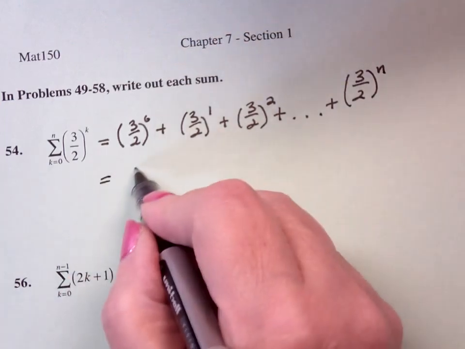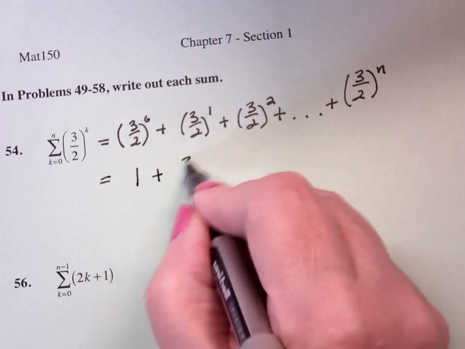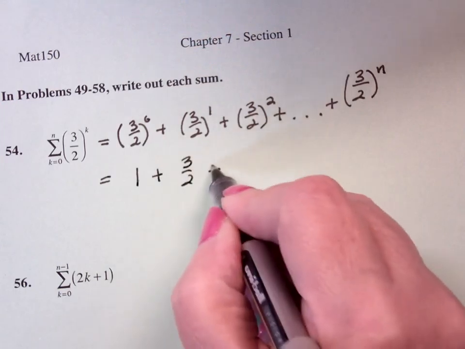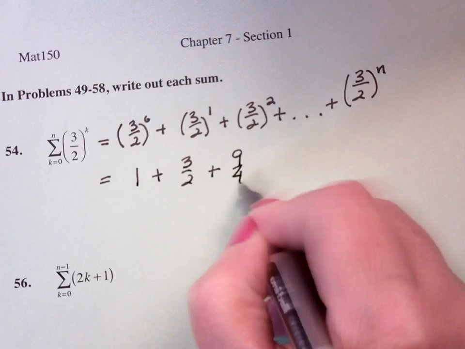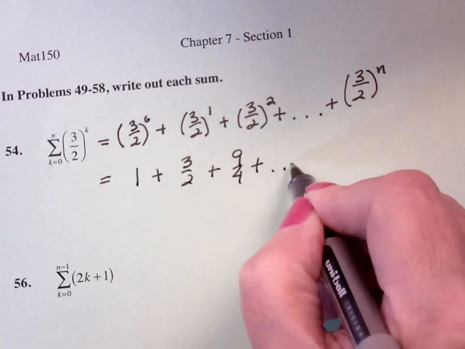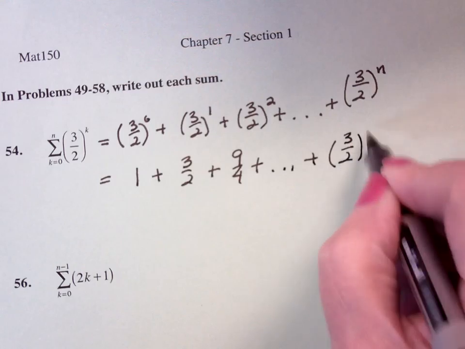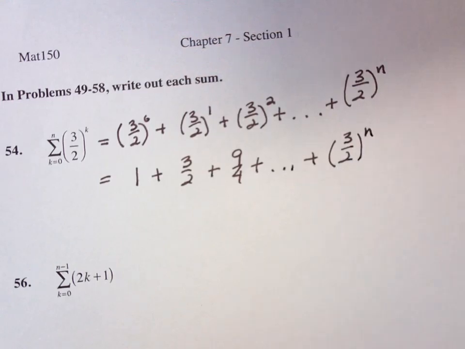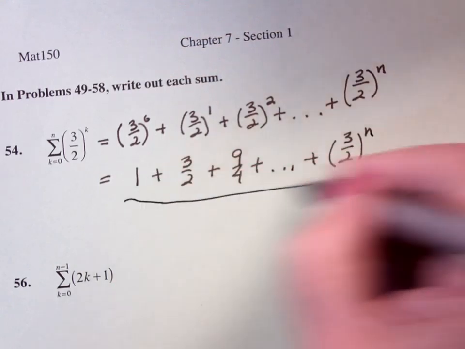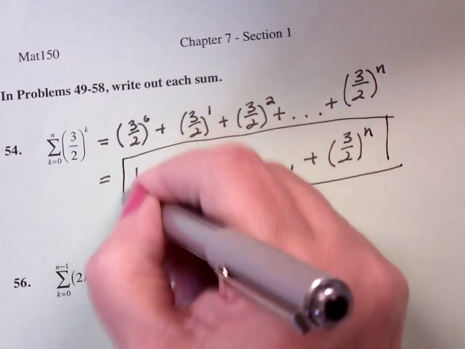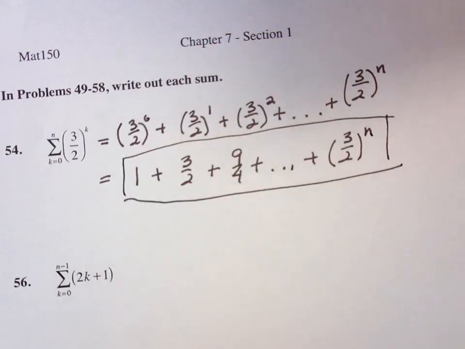I'm going from 1 to n. So this becomes 1 plus 3/2 plus 9/4 plus dot, dot, dot, plus, and you leave this as 3/2 to the n because you don't know what n is. So that's what your answer is. So I mean, it's a little stupid. I mean, I do a numerical thing, like find the sum from 1 to 5.